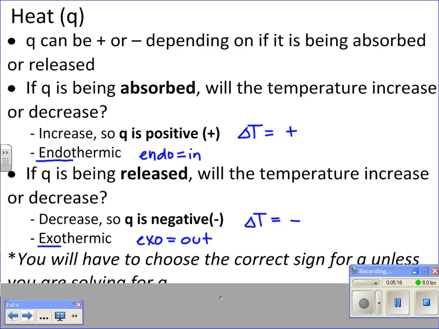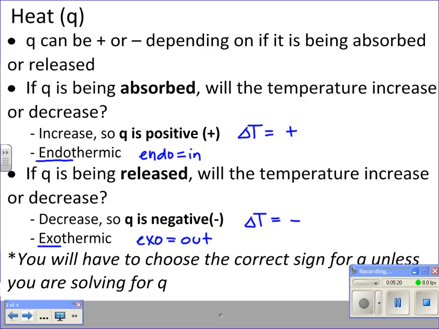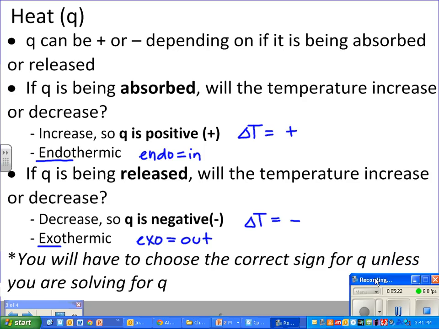So the Q value, the sign for it, you will have to choose the correct sign for Q. It might say in a problem that Q is being absorbed, so then you know that the value is positive, or it might say it's being released. It might talk about the temperature increasing. If the temperature is increasing, Q will be positive. If it says the temperature is decreasing, or you look at the numbers and it is decreasing, the Q will be negative. The only time you won't have to choose the sign is if you're solving for Q, then it will work out mathematically to either be positive or negative.